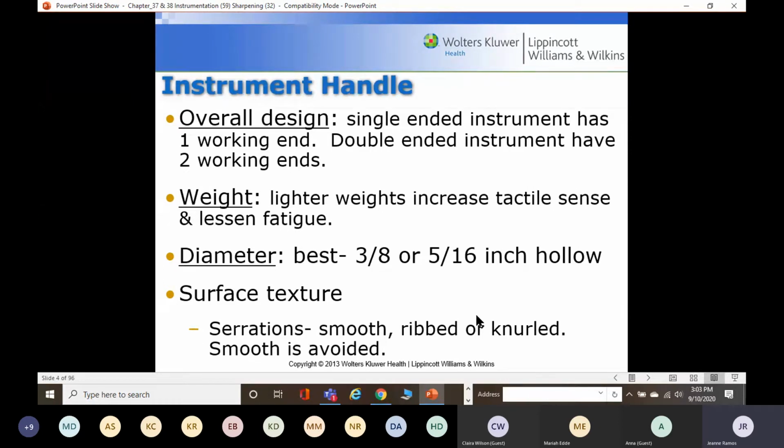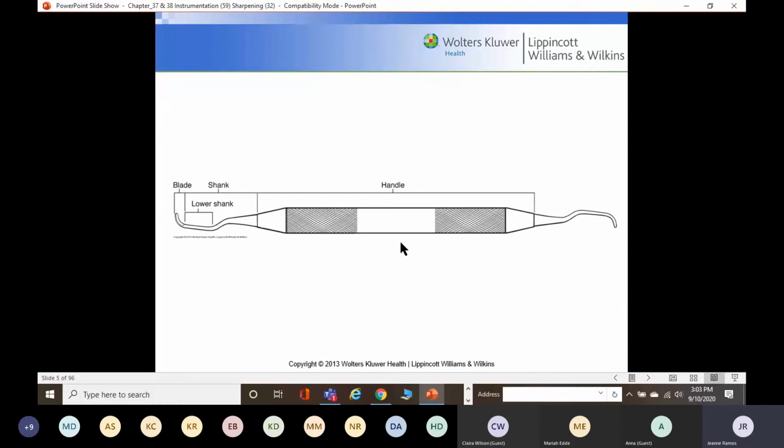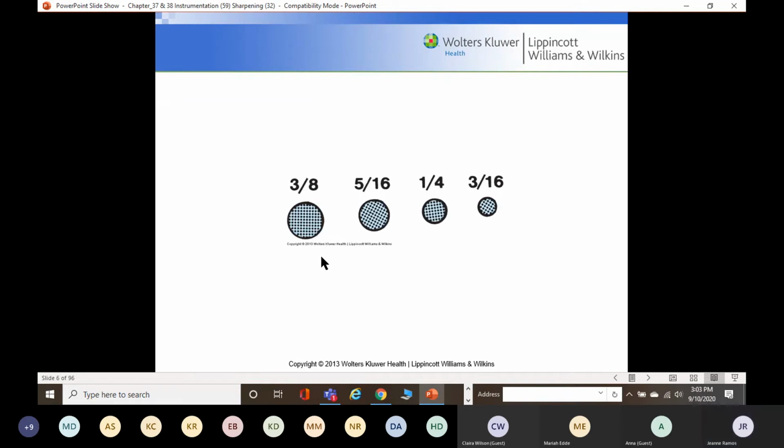Smooth is always avoided. I don't think they really make any of those anymore. And here you can see where this is all textured, but we used to have them all smooth. So here's diameter. You would need to keep within these two. We used to, in the 70s, work with these two.